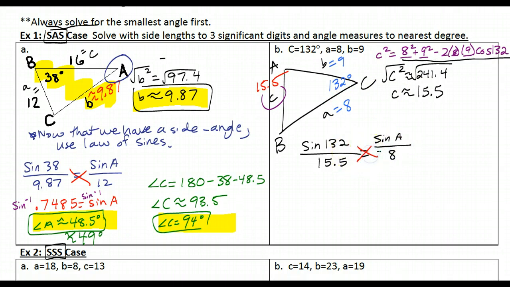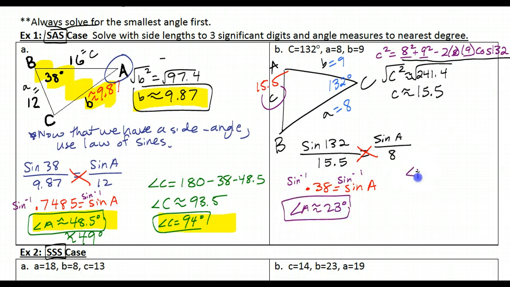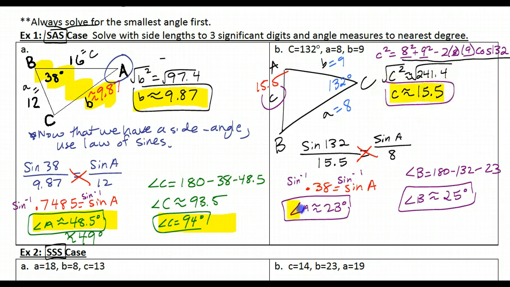All right, cross multiply, 8 times sine of 132 divided by 15.5 is 0.38. And then sine inverse both sides. Angle A ends up being approximately 22.6, so I'll say 23 degrees. And here I go trying to find angle B, and I end up with approximately 25 degrees. If you have any questions, make sure you write them down.